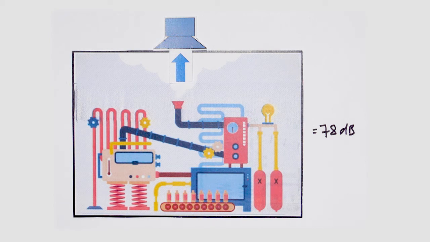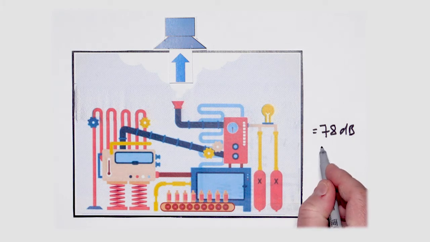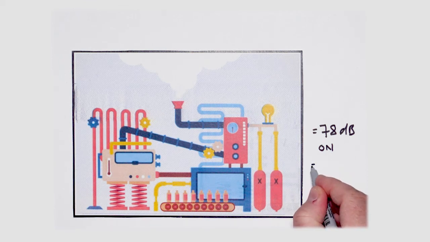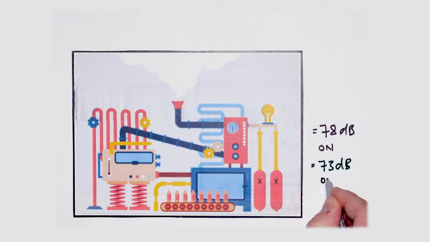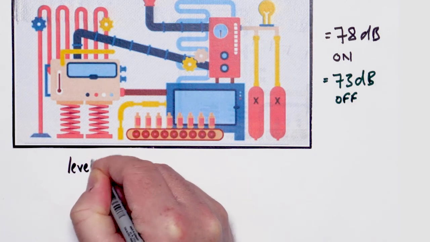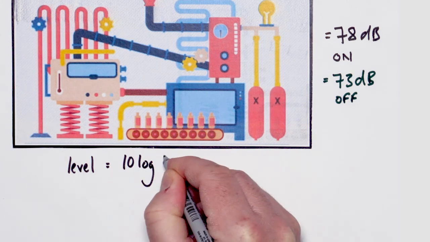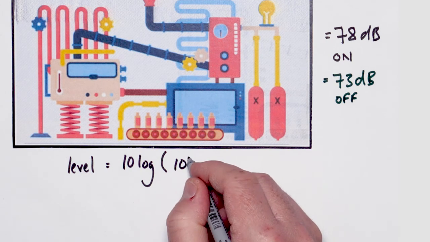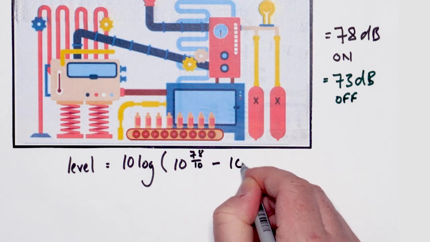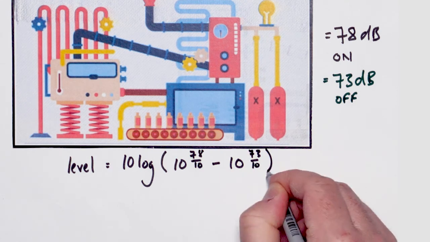So what you can do instead is take the measurement for the factory running with the fan on, 78, and then turn the fan off. This then produces a new value of 73. The question we need to find out is how loud is the ventilation system? For this, we'll need to use a subtraction. So we have the level equals 10 log, the value when the fan is on, 78, minus the value when the fan is off, 73. And there you are.